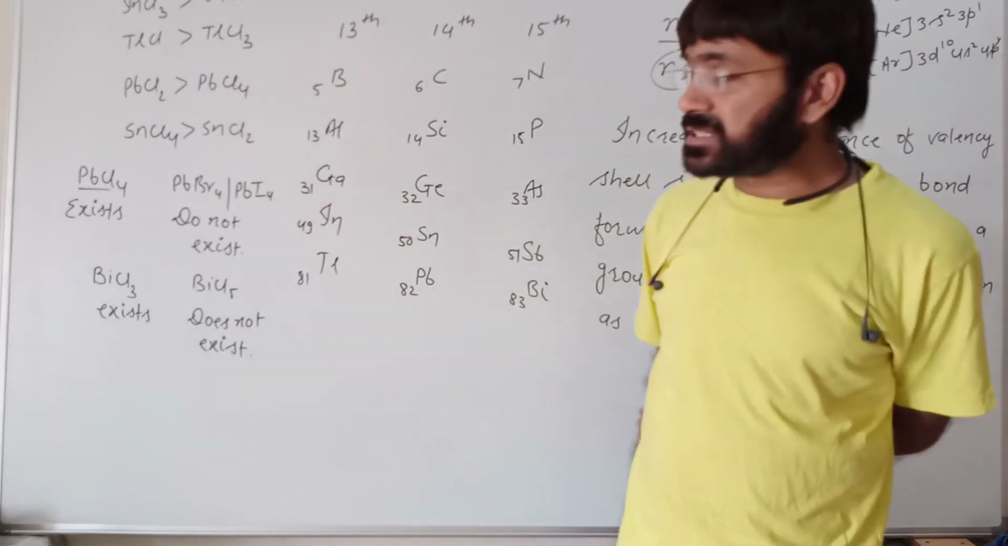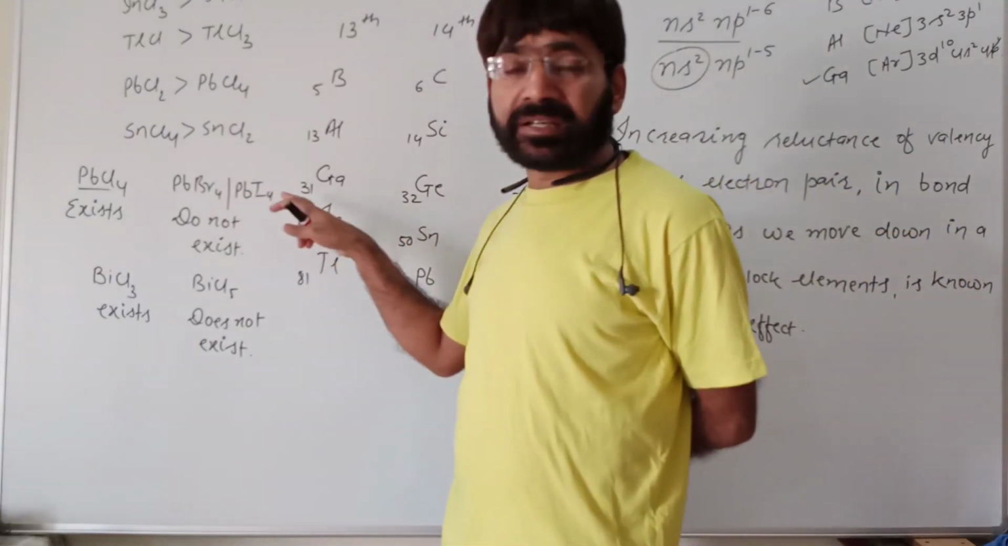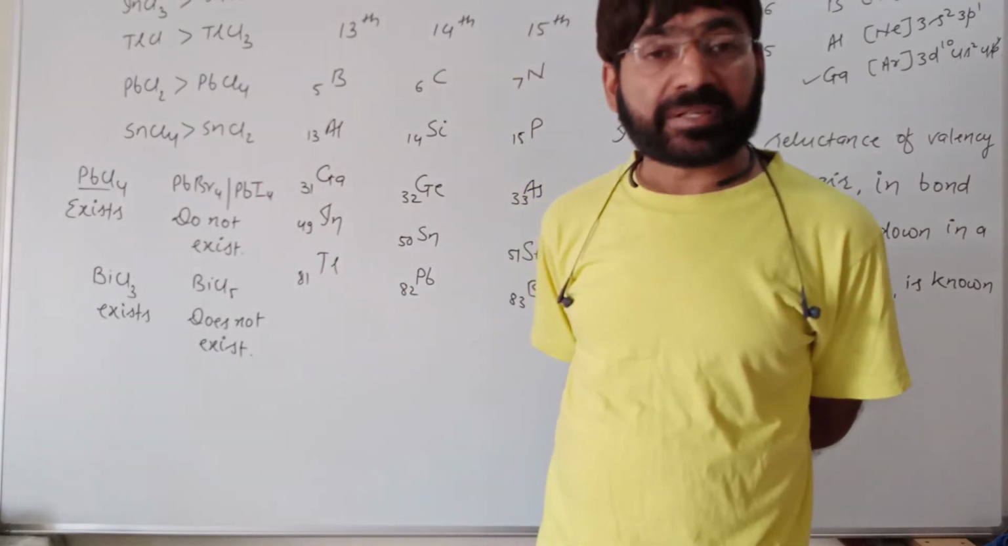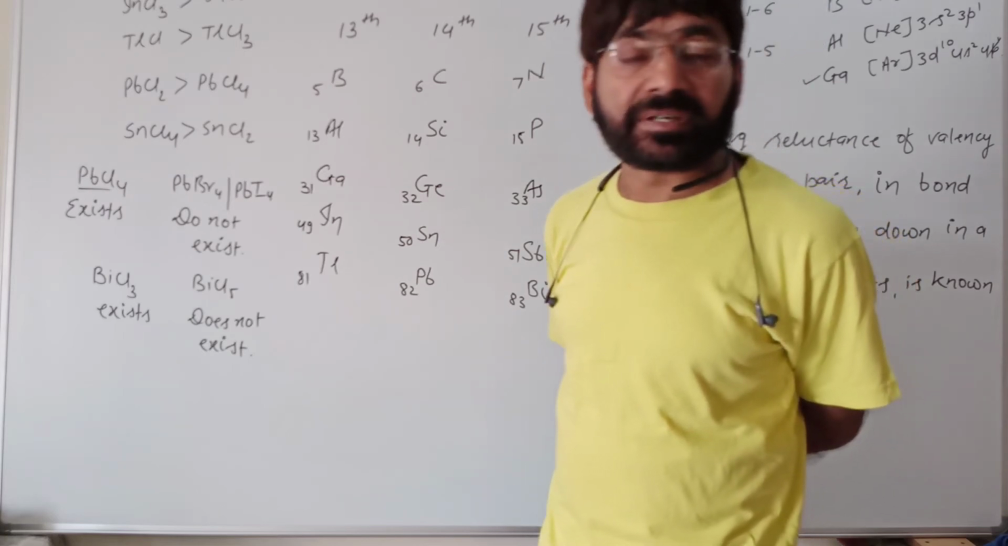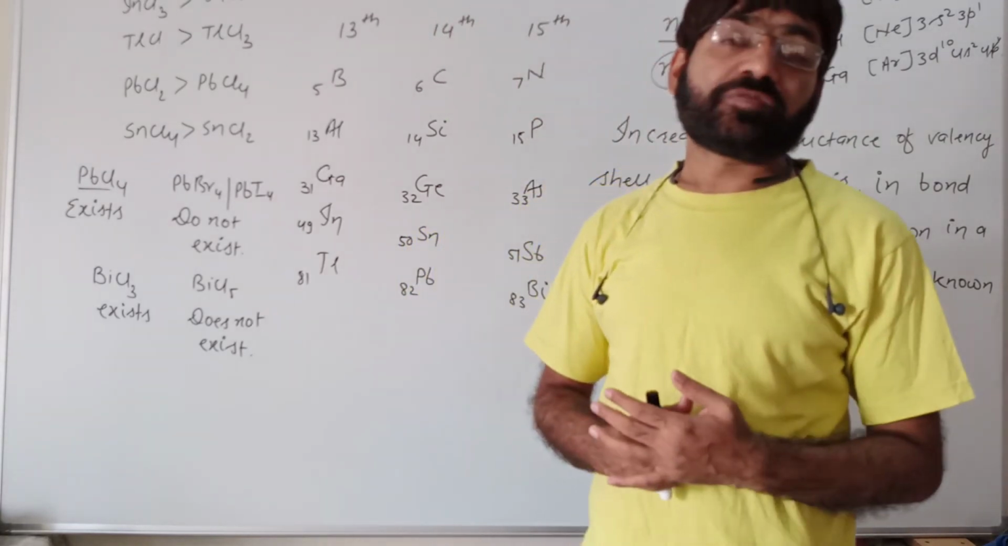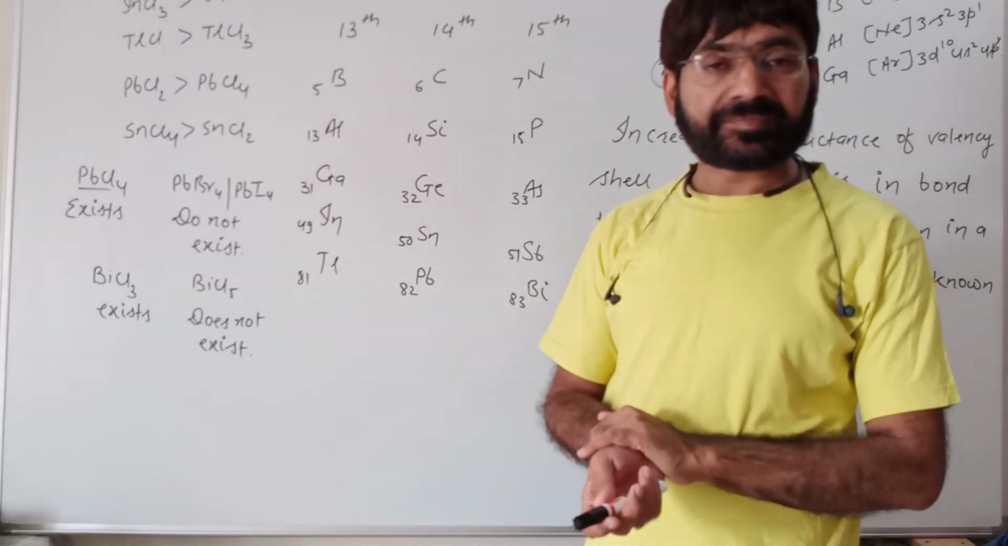And this again we can explain in terms of the inert pair effect. Pb+4 is less stable than Pb+2. So Pb+4 tries to enter into +2, and by doing this it causes the oxidation of Br negative or I negative.